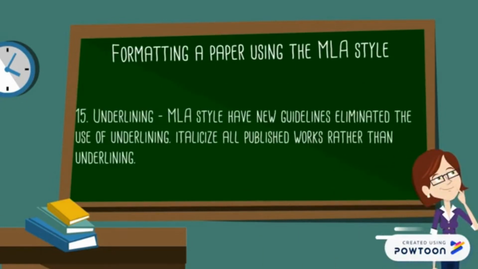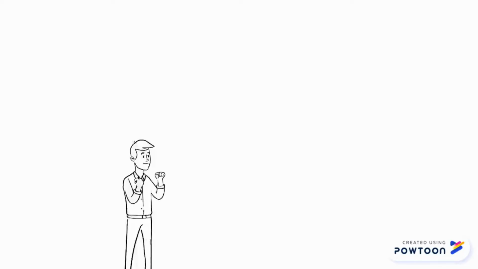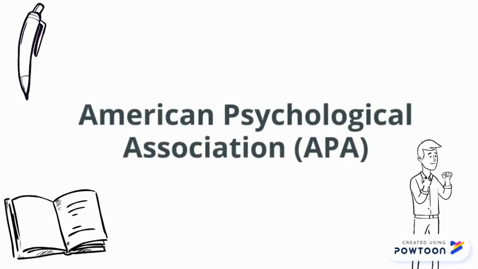Number 15. Underlining. The MLA Style Manual has new guidelines eliminating the use of underlining. Italicize all published works rather than underlining. The American Psychological Association, also known as APA.